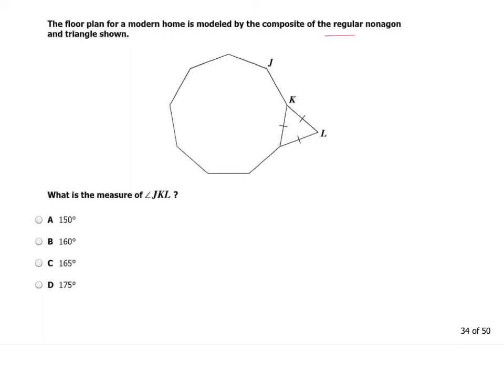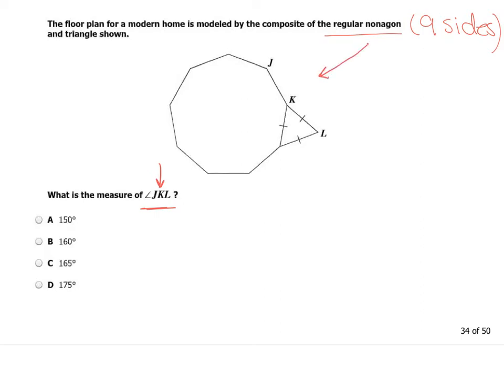So here we see that we're working with a regular nonagon, and a nonagon is a figure that has 9 sides. They want us to find the measure of angle JKL. We always concentrate on the middle letter, so that's K, and as we can see, that is an exterior angle.